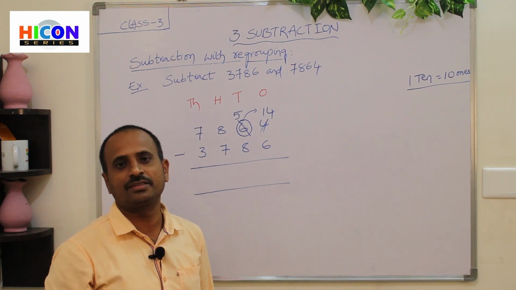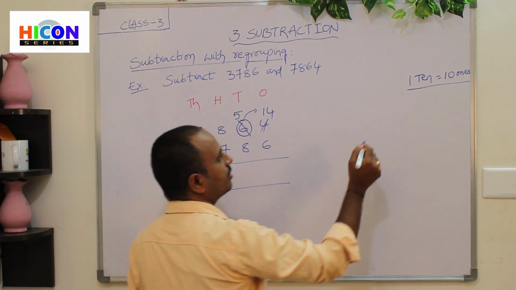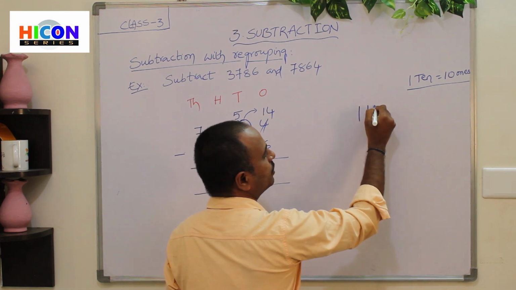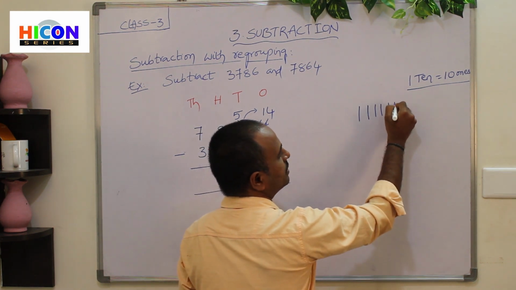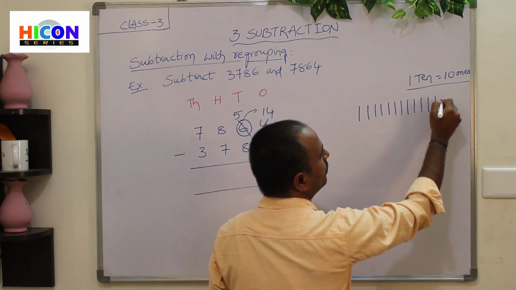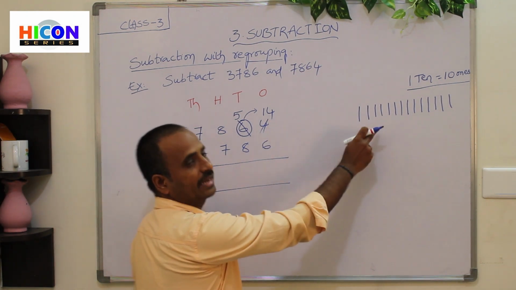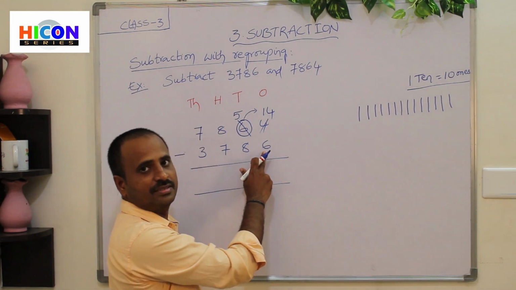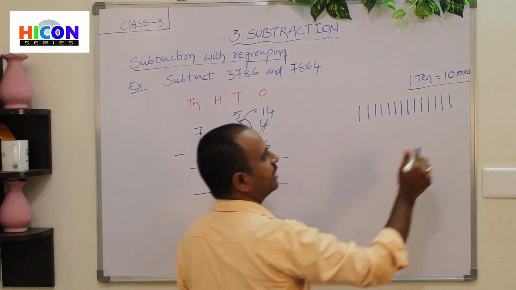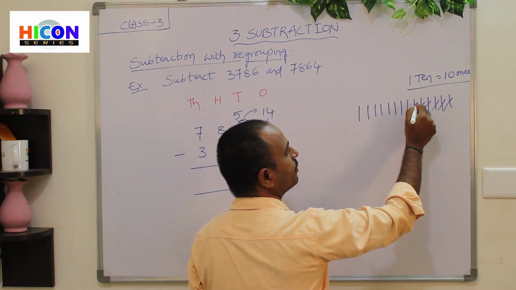So in such cases, we have to just draw 14 lines in the rough work of your notebook. 1, 2, 3, 4, 5, 6, 7, 8, 9, 10, 11, 12, 13, 14. Next, what is the second number? 6. So strike off 6 numbers among these 14 numbers. 1, 2, 3, 4, 5, 6.